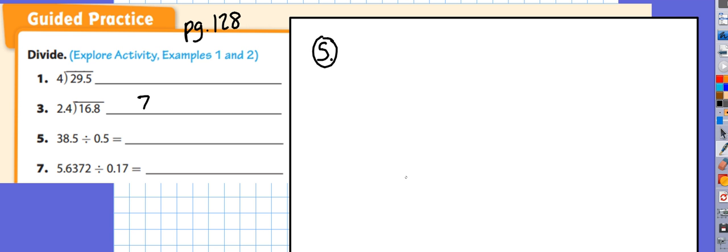Okay, we are on page 128, and we're going to divide decimals by decimals. We'll just do a few selected problems. We're going to start on number 5. So I'm going to highlight number 5 here. If you read number 5 from left to right, it is 38 5/10 divided by 0 5/10.